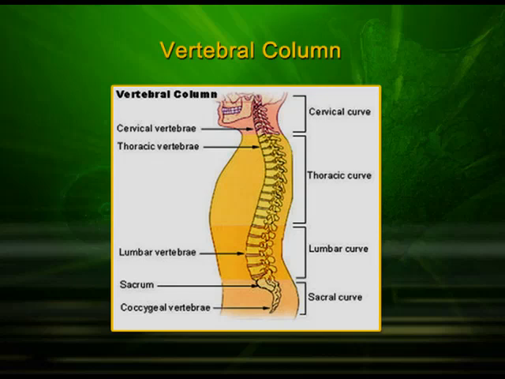Backbone is important to keep us straight, and also you can see in the diagram here the initial part of the vertebral column where the skull or the head rests through the occipital condyle. There are 26 small bones in the vertebral column, and these small bones are called vertebrae. Vertebra is singular, vertebrae plural.